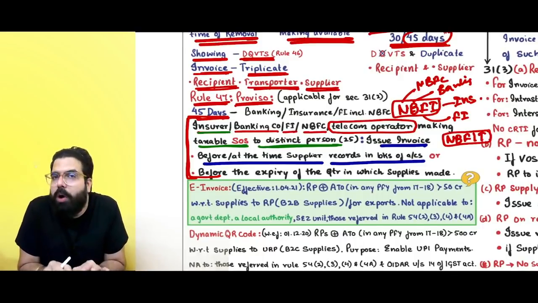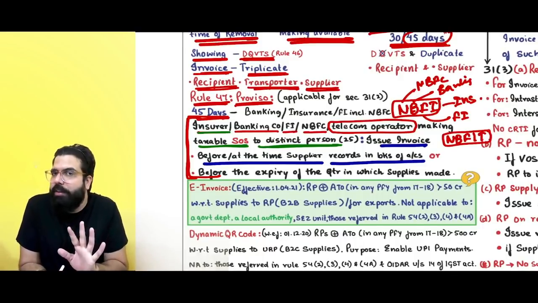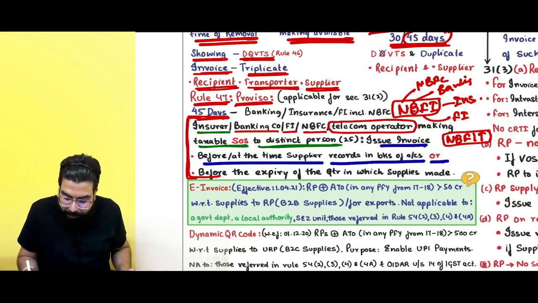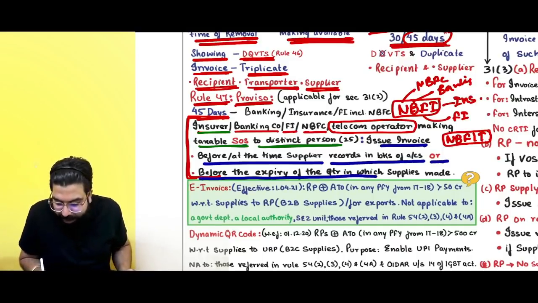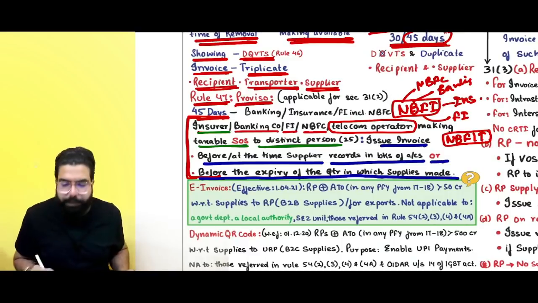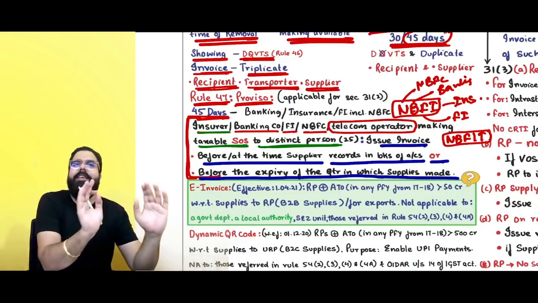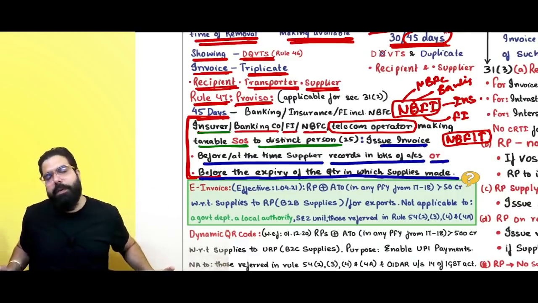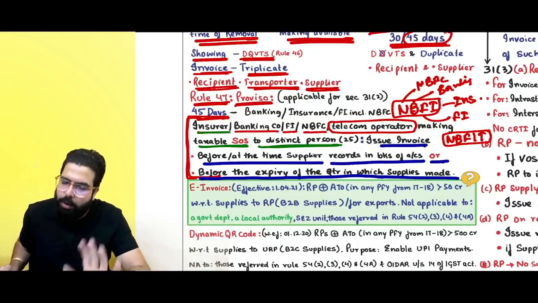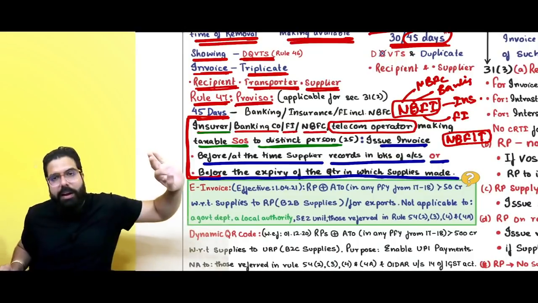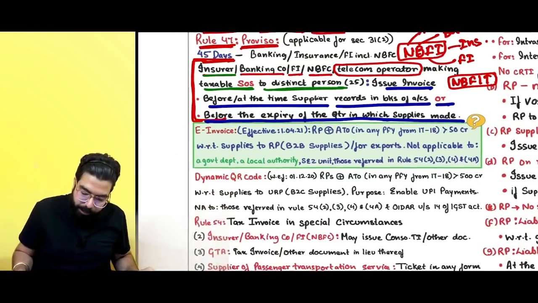When you do the book accounting, that time you should raise the invoice, or the maximum time limit they have told is before the expiry of the quarter in which the supplies are made. At the last day of the quarter, you should have raised the invoice, either when you do the accounting or the last day of the quarter. Done, sir. Point is clear.